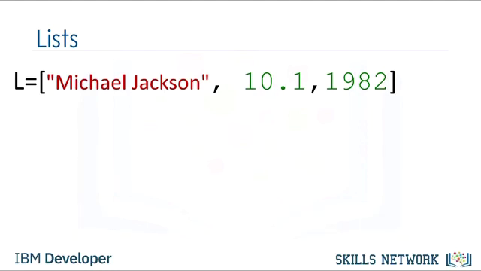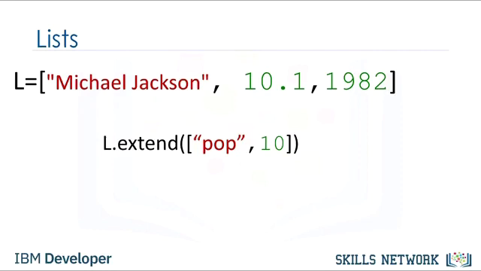Lists are mutable, therefore we can change them. For example, we apply the method extend by adding a dot followed by the name of the method, then parentheses.